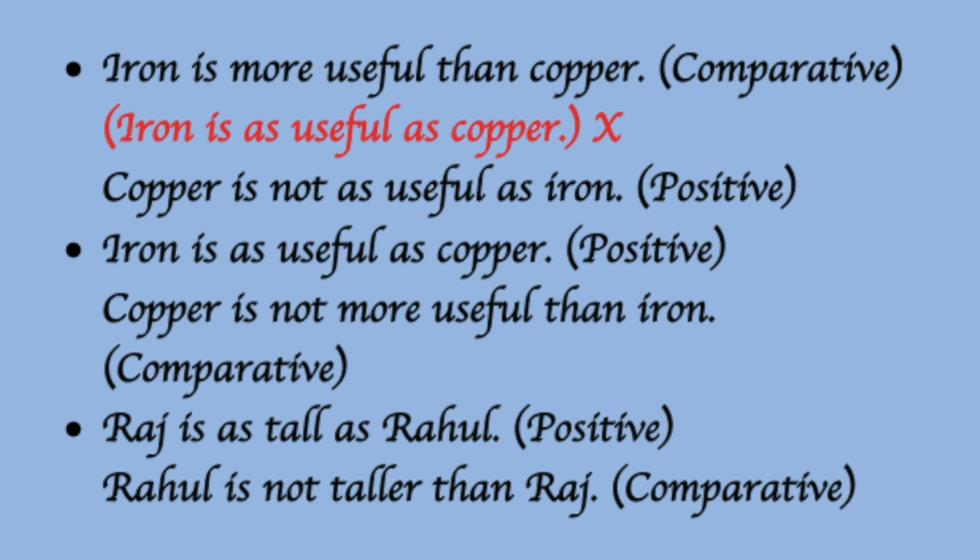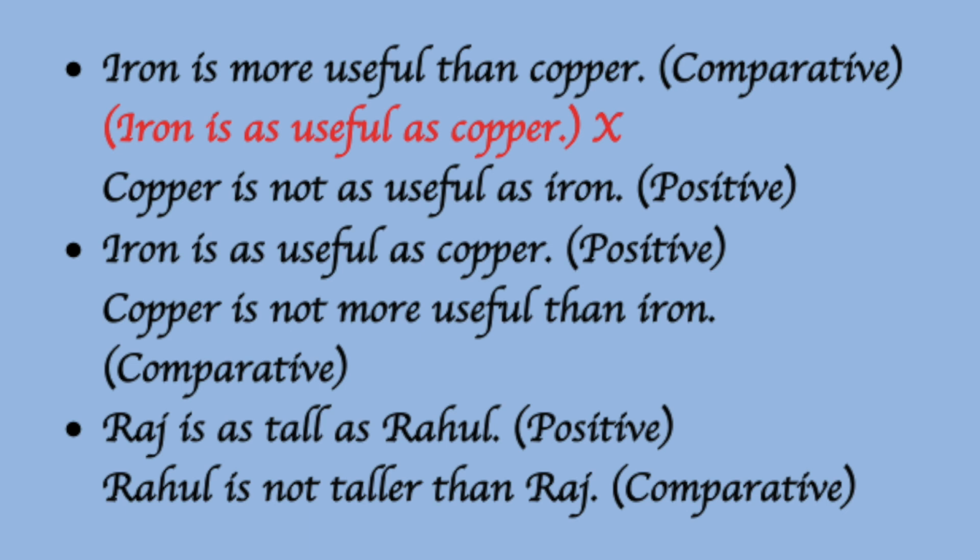So we have to change the degree of comparison of an adjective in a sentence without changing the meaning of the sentence. So we can say copper is not as useful as iron. We have to change this sentence without changing the meaning of the sentence. Okay. See the next one. Iron is as useful as copper. This is a positive degree.